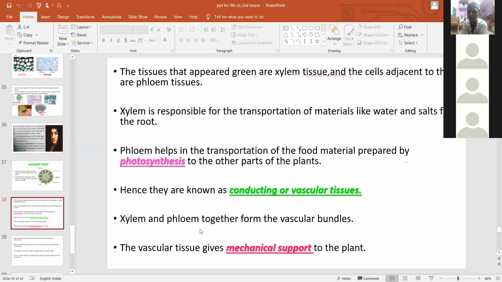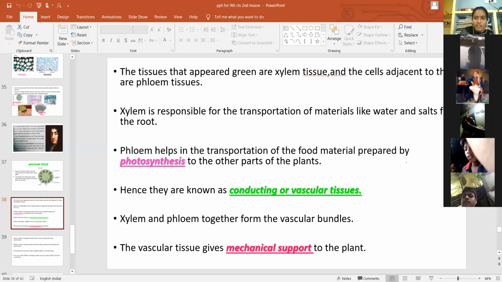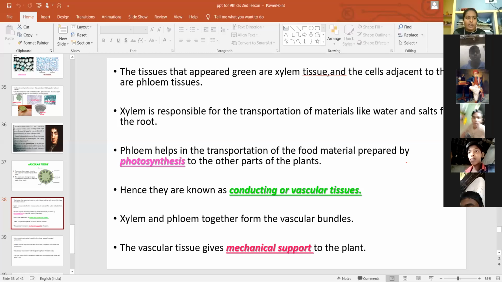Next, hence they are known as conducting or vascular tissue. The phloem and xylem join together to form vascular bundles. And the vascular tissue gives mechanical support to the plant body.